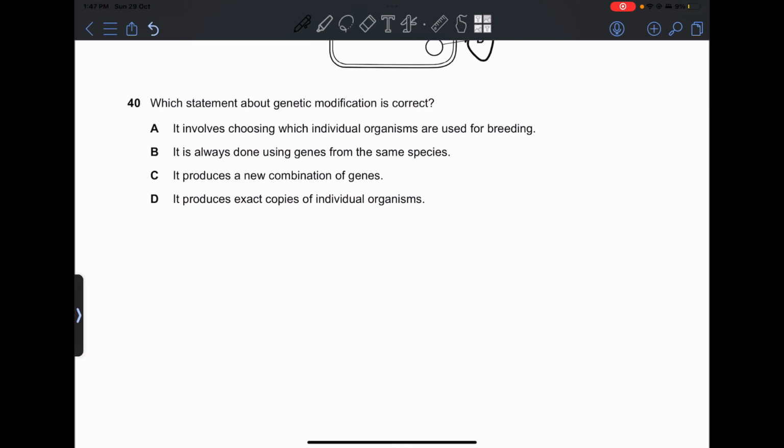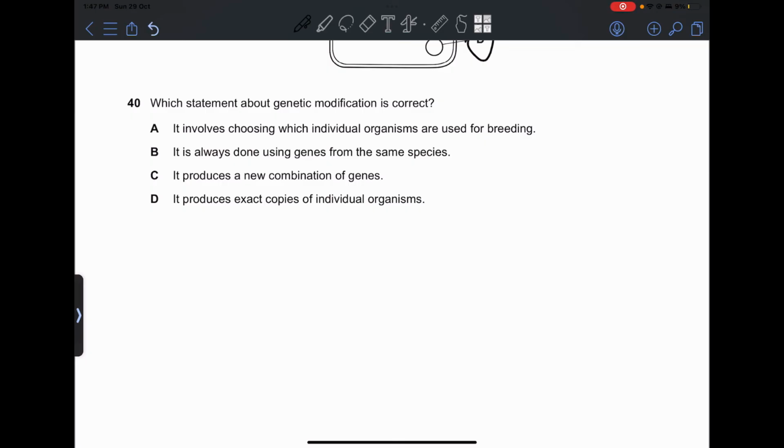B says it is always done using genes from the same species. Now this is an incorrect statement because genetic modification is all about creating new combinations of genes. It is all about creating new genes. So you have to use different species. Otherwise, you will just get the same species that you have and you will not make a change.